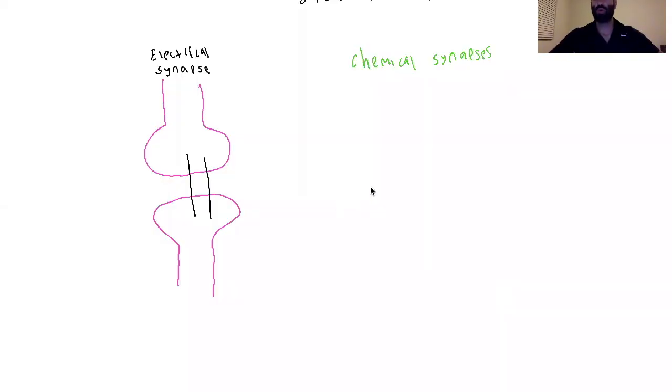Okay, everyone, welcome back. And we're now going to be talking about synapses, neurotransmitters, and types of receptors. So it'll be a very interesting discussion. Now, the first thing we have to do is differentiate between electrical synapses and chemical synapses.